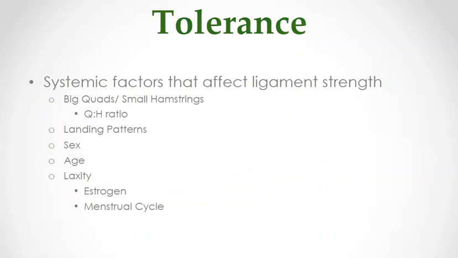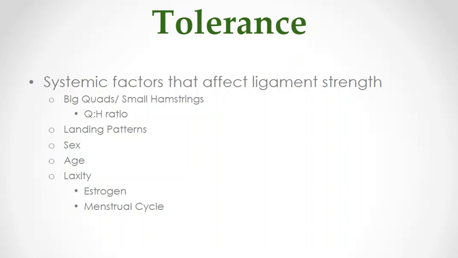And then we have the tolerance or the strength of the anterior cruciate ligament. And there's a lot of systemic factors that can affect ligament strength. One is what they call big quad, small hamstrings, or the quadricep to hamstring ratio. And it sounds really simple: just measure the strength of your quads versus the hamstrings and figure out if the ratio is good, and then just work on your athlete or your participant and get their ratio good. Just remember the joint angle at which you're measuring strength can affect this ratio, and the speed at which you are measuring the strength. So it's not as simple as it sounds.